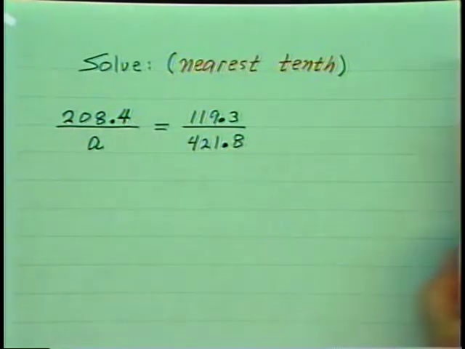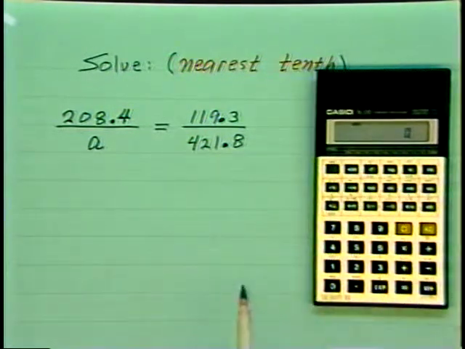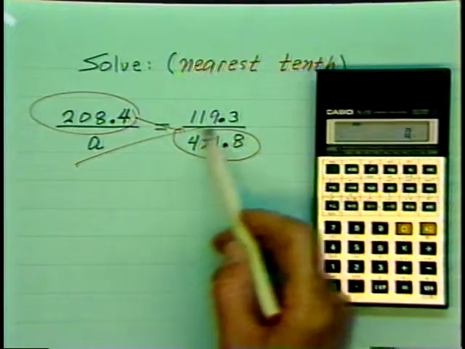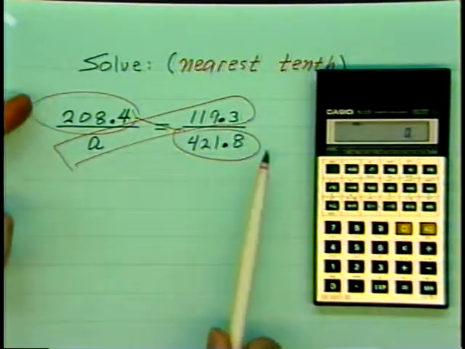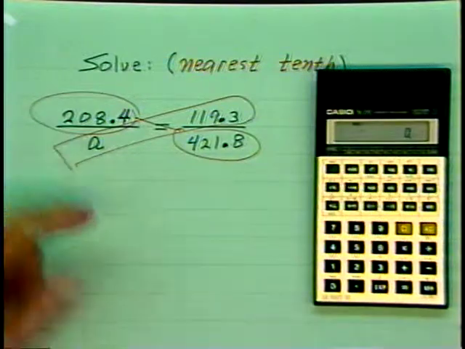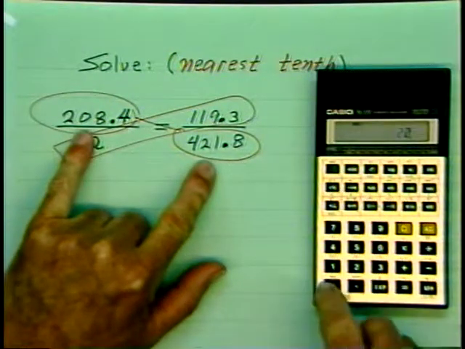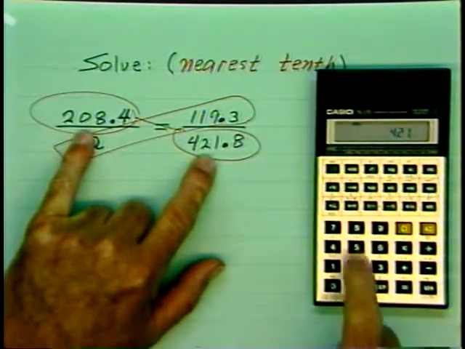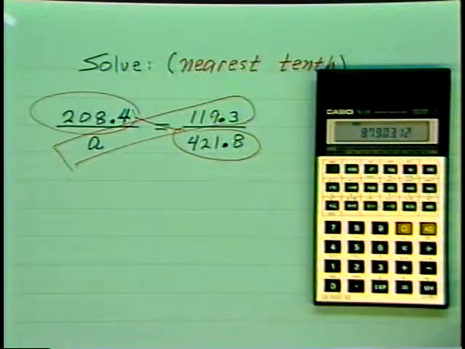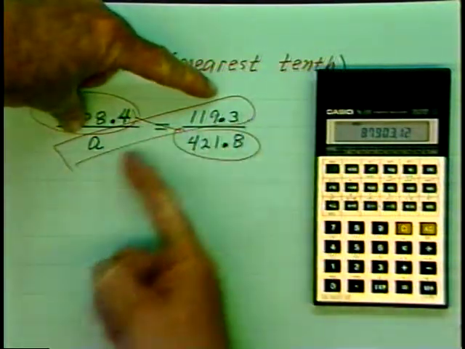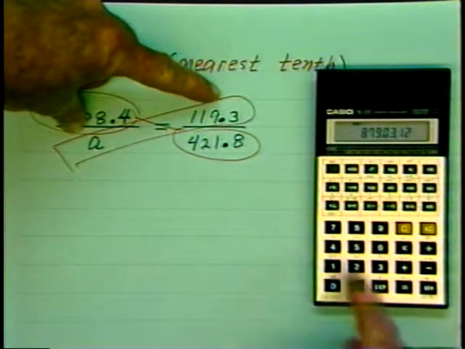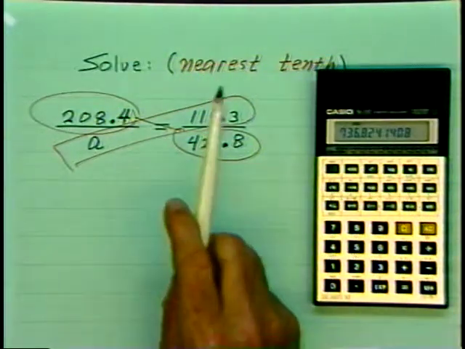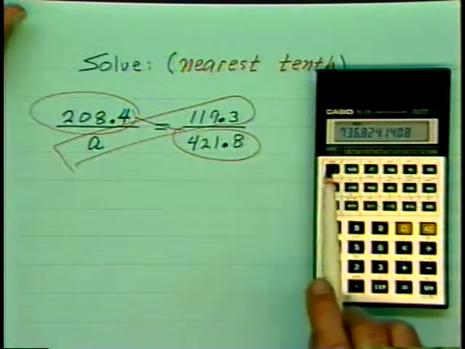Then, if it's messy and you have access to a calculator, we simply advise that you see the two diagonals, and the diagonal that has numbers without the variable you will multiply. So in this case, 208.4 times 421.8. Then you divide by the number on the diagonal with the variable, wherever it is. So that's divide by 119.3 equals. Then check where you needed it rounded off. Then round it on your calculator.